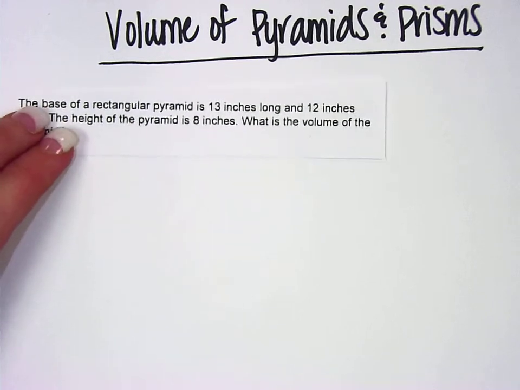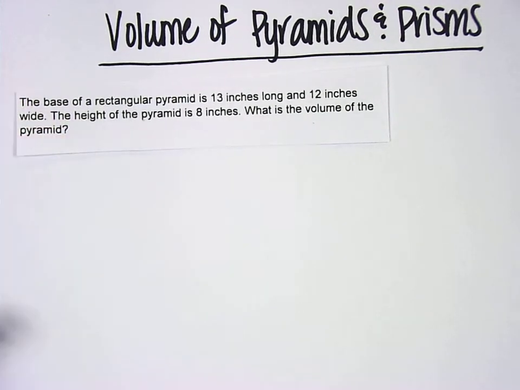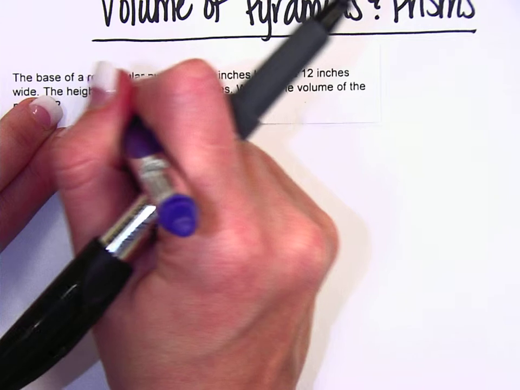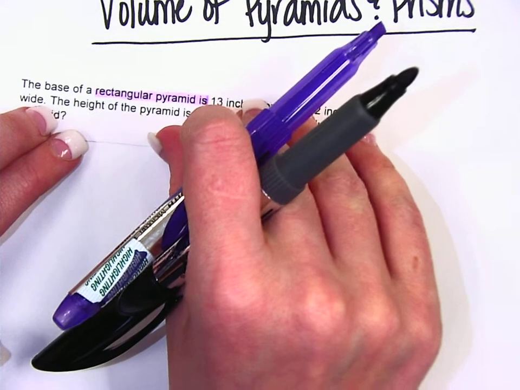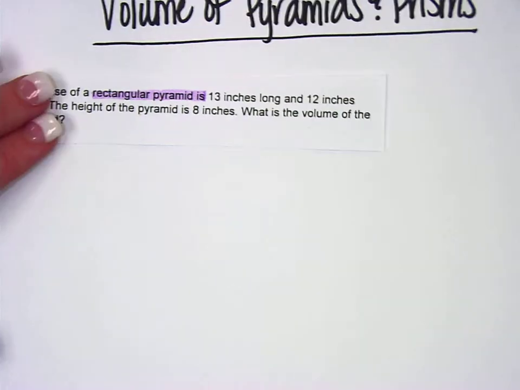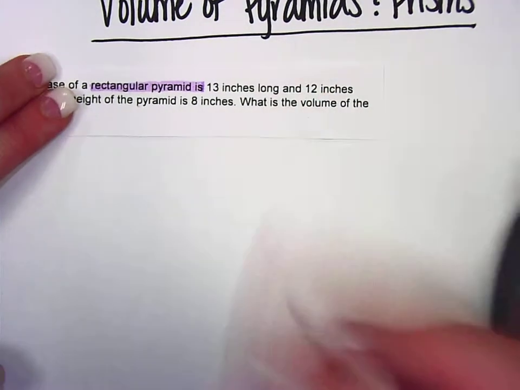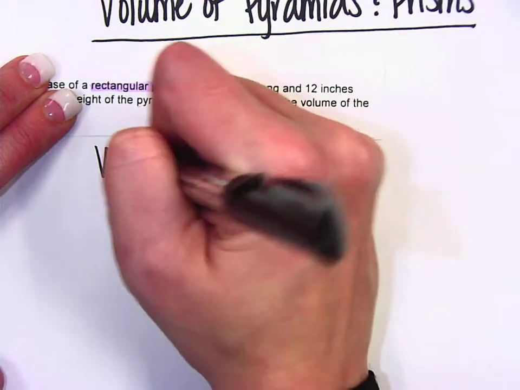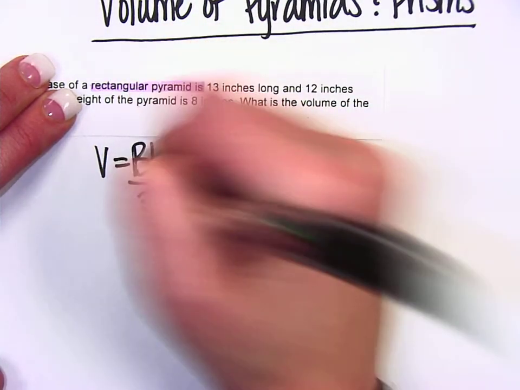This problem says the base of the rectangular pyramid is 13 inches long and 12 inches wide. The height of the pyramid is 8 inches. What is the volume of the pyramid? The first thing you want to do is determine what type of shape we're working with. It says a rectangular pyramid. So I am going to look at my formulas for pyramid, and that is volume equals big B times height divided by 3.